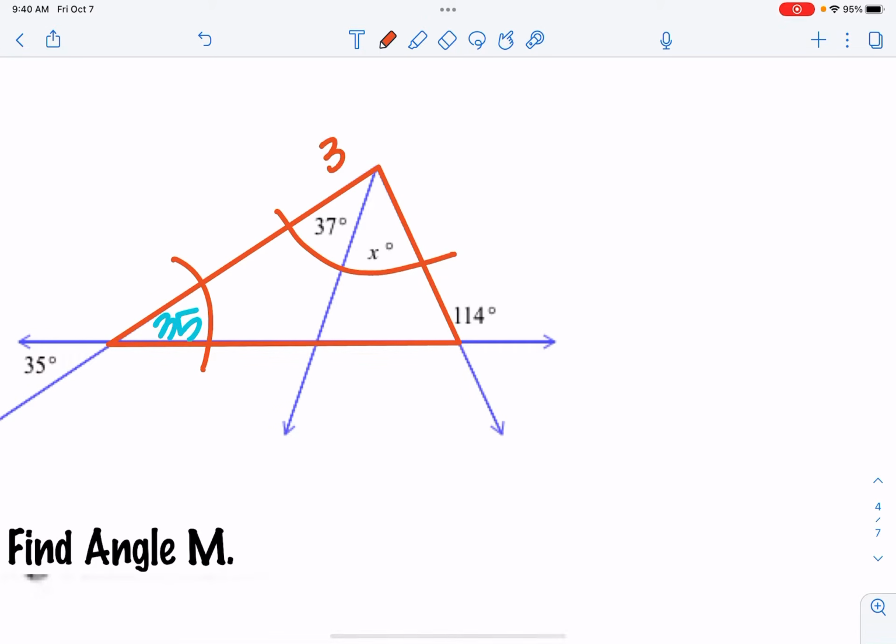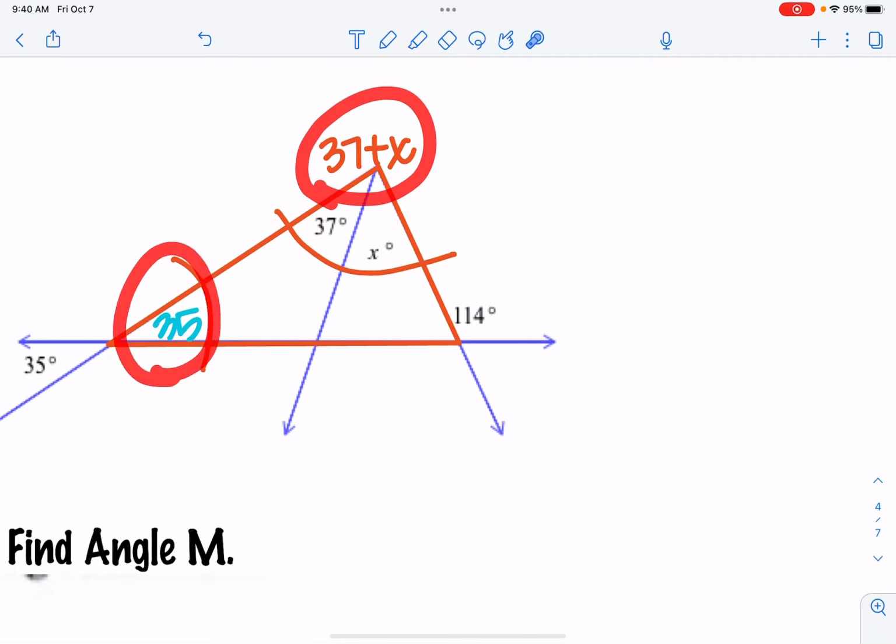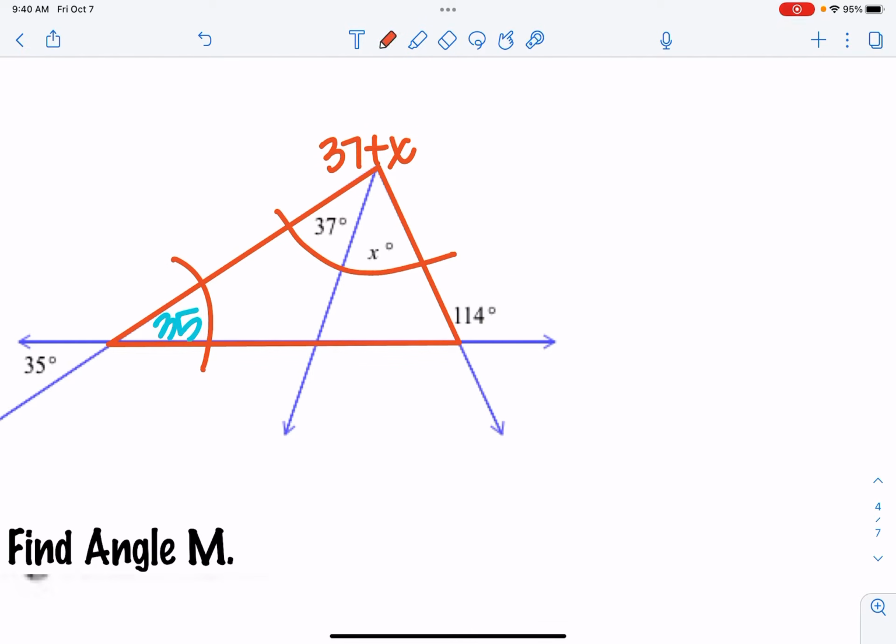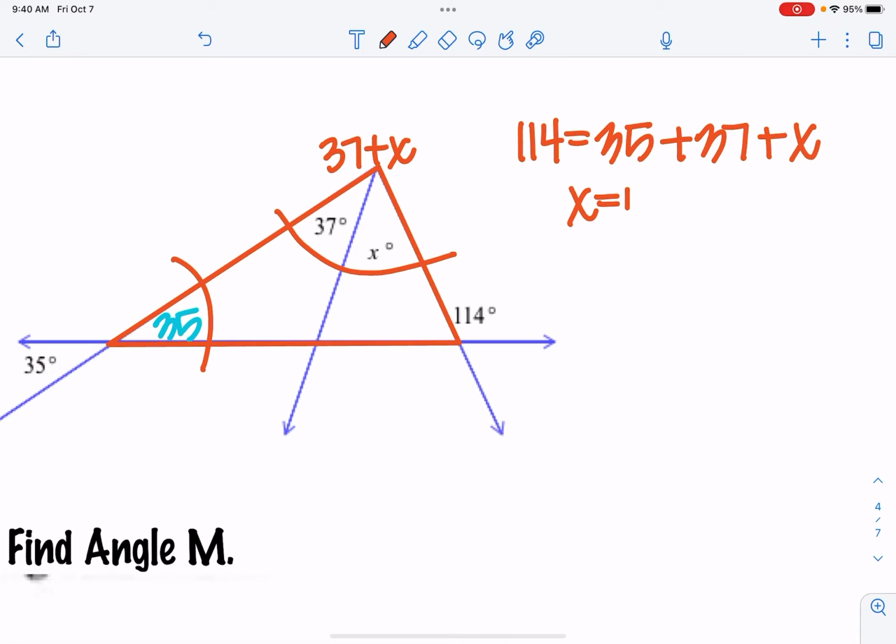This is going to be 37 plus X. And we're going to add these together and set it equal to 114. So 114 is equal to adding the remote angles together. Happens to be 3 here, but it still works out. And if you solved all of that, you're going to get 42.